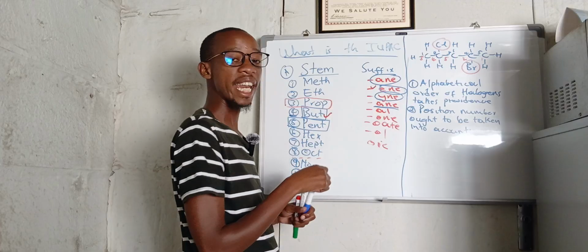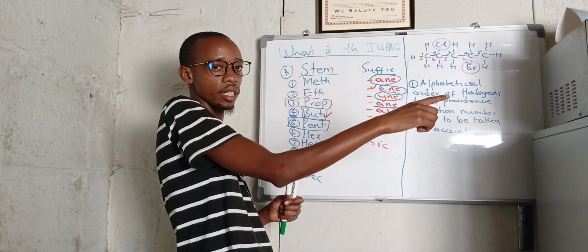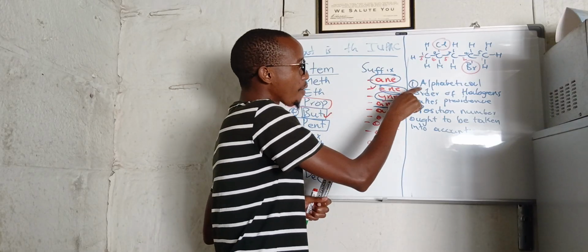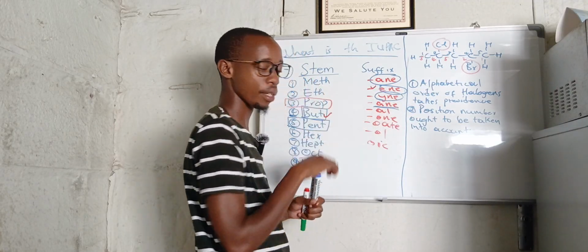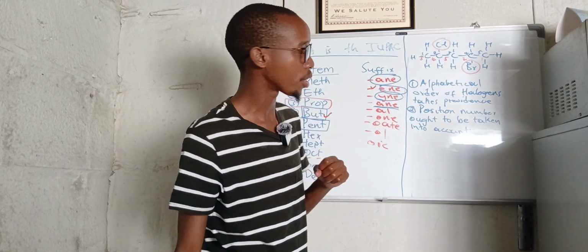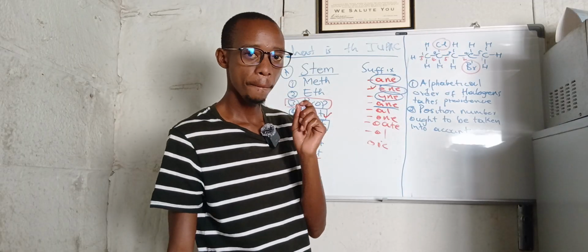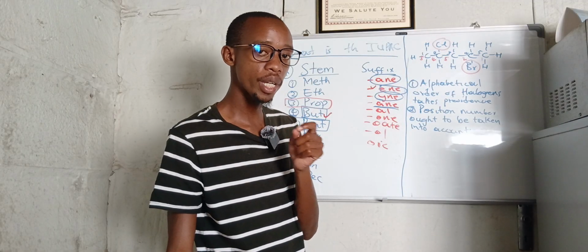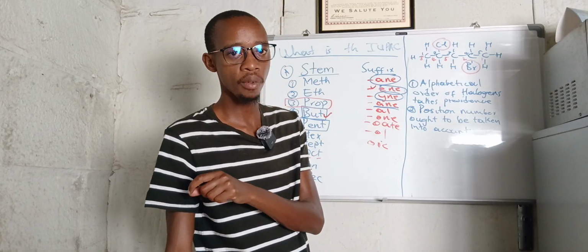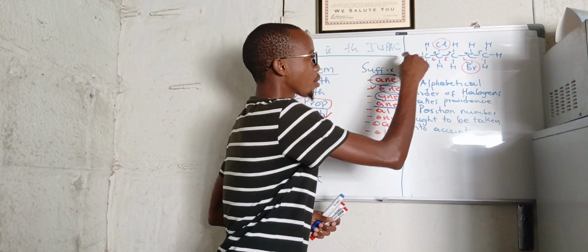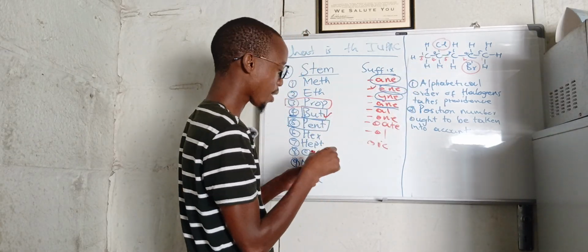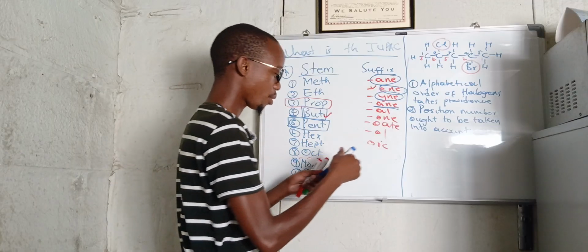Now, let's name from the left-hand side. Let's check bullet point number 1. Alphabetical order of halogens takes precedence. What does that mean? You check between the halogens that we have. You have bromine and then chlorine. B comes before C. That simply means when we name this thing, our bromine is going to be named before we write the name of chlorine. So say that we start from left to right. This time, the position of the functional group, I need to name it here.